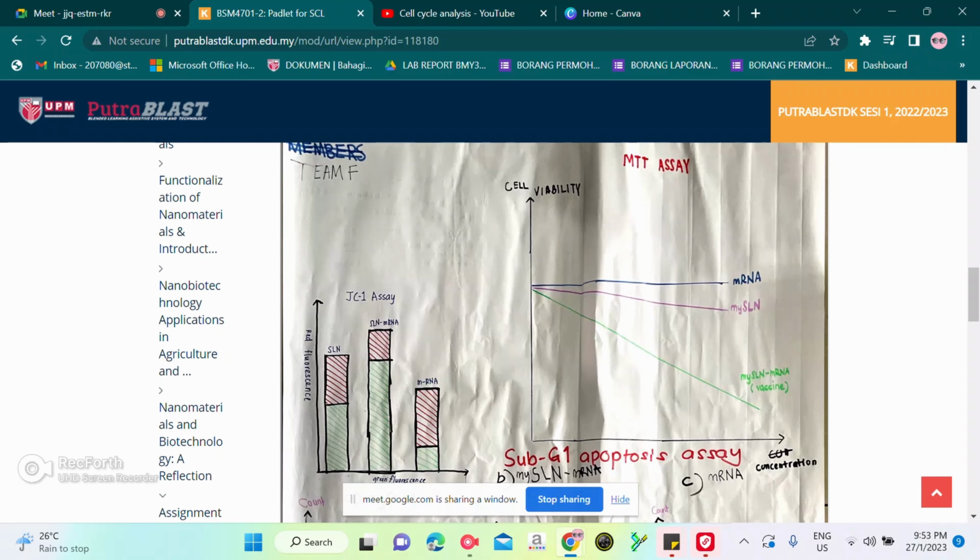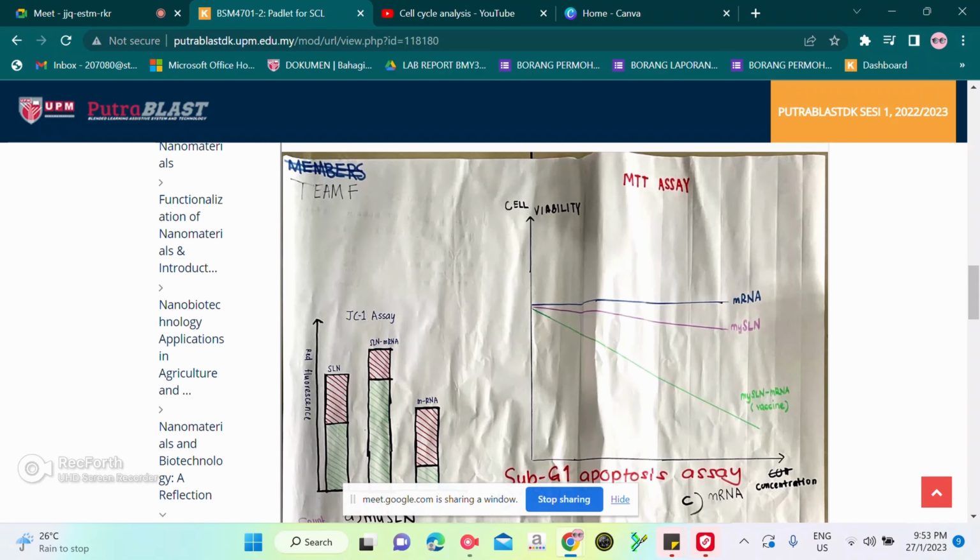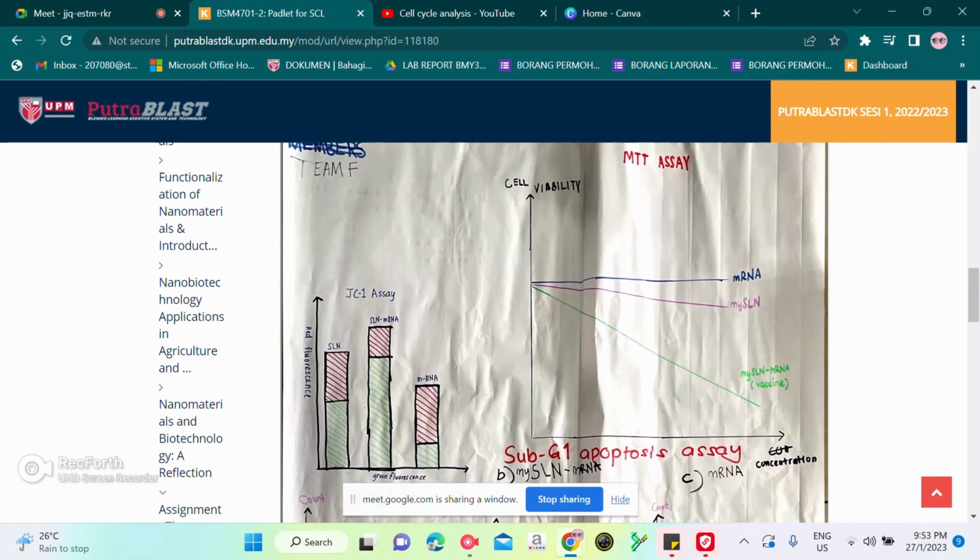The sample analyzed must include three things: MySLN mRNA, which is the vaccine, and also the mRNA alone. The analysis includes the vaccine at concentrations from 50 millimolar to 500 millimolar. For my part, the first analysis is the MTT assay, which is used to analyze cell cytotoxicity or cell viability.